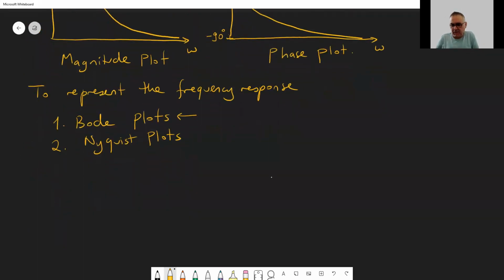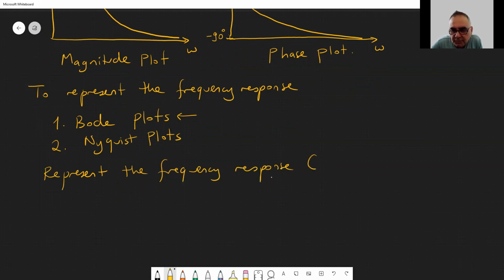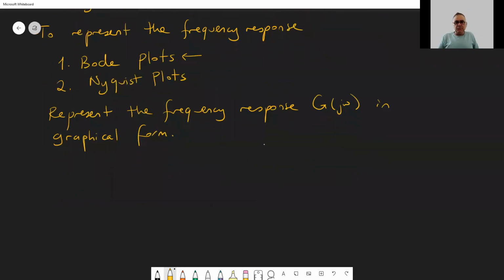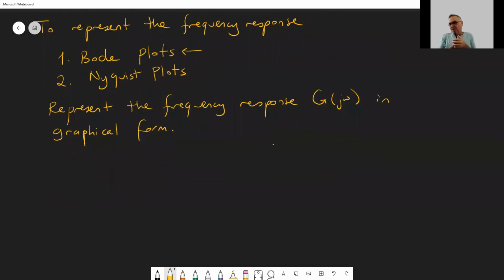So the Bode plots and the Nyquist plots represent the frequency response of a system, which is G of j omega, in graphical form. And it is much better than having the equations. They are very useful for quick hand plotting. Nowadays we don't use hand plotting anymore because we have computers, but still it's very important to be able to understand what you are doing.